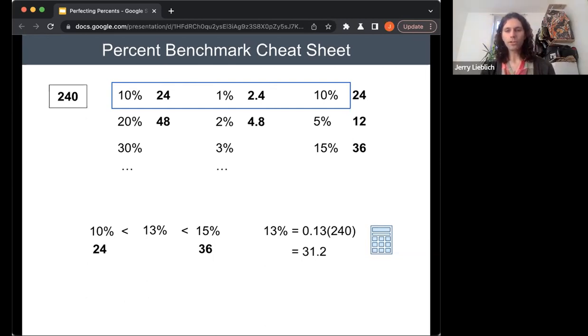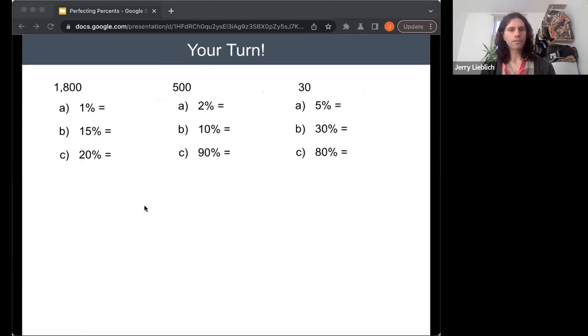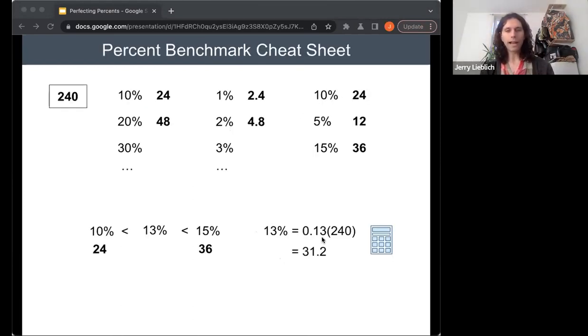So I want you to try this out a little bit. I've got a sheet here of some percents, and I'd like you to try to do as many of these using the benchmark tools as you can, and then check them with the calculator. And just to show you how to find a percent with the calculator, you take 13% of 240.